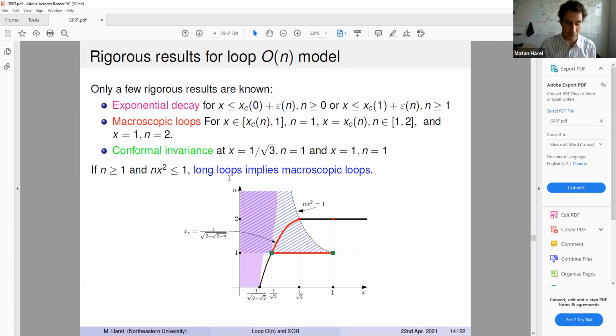So basically, this is sort of the physicist's dream region in a way. It's not quite. It would be the dream region if long loops implied conformal invariance. We're nowhere near there, but it's pretty good. It sort of says that thing I said in the beginning: infinitely many loops, is it related to fractal behavior? Yes. Short loops, is it related to exponential decay? Yes. So this picture right here is essentially the state of the art of the loop O(n) model.